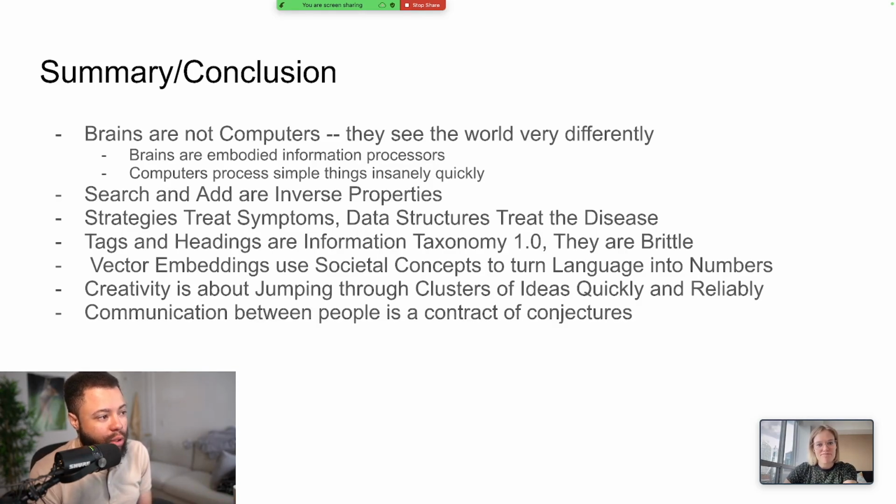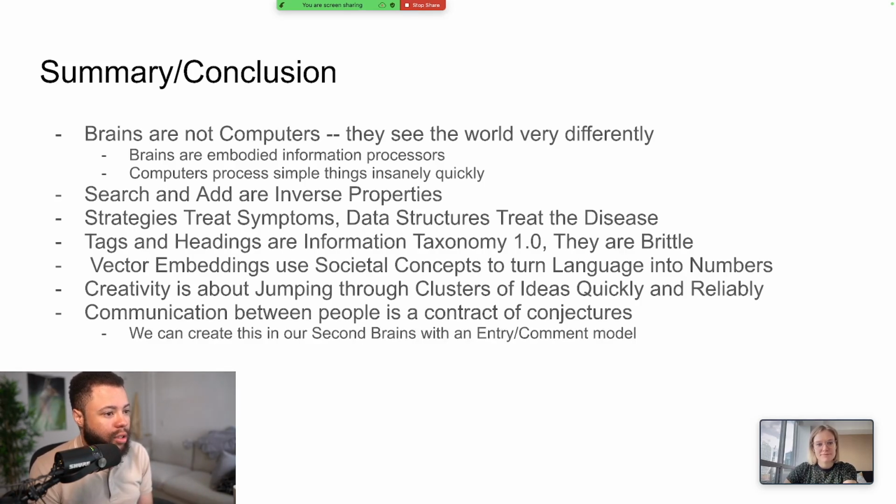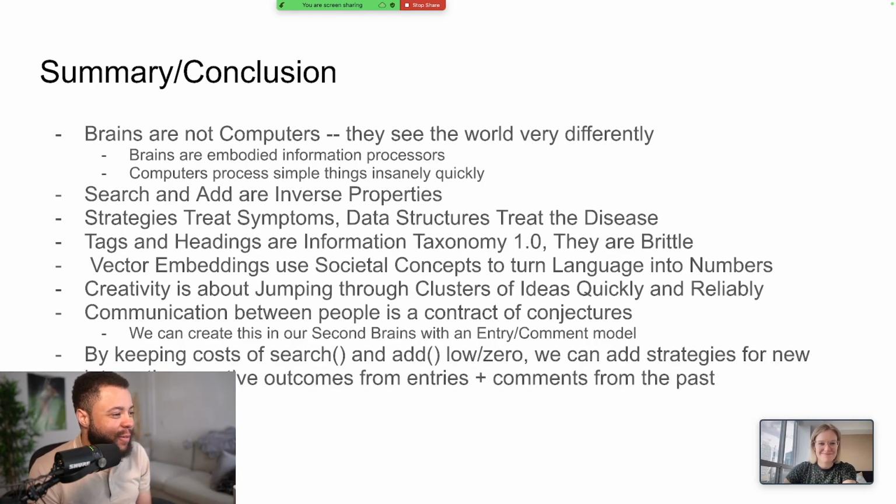So communication between people is a good example of this because this is a contract of conjectures. I'm basically making a claim, I'm making an argument, I'm using my words to get that argument across, and then your brain is deciding which parts are fair and which parts aren't through your own background and understanding of the world. So we can create this kind of experience, like I said, with our entry comment model. I don't remember the order of things, so sometimes I say something and then it comes in at the very next one. But yeah, whatever.